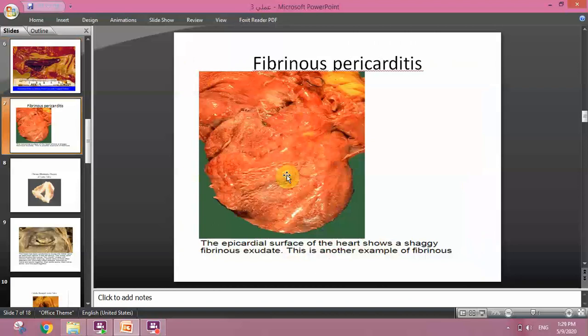A gross picture of fibrinous pericarditis, which is one of the manifestations of acute rheumatic fever. The epicardial surface of the heart shows a shaggy fibrinous exudate. This is an example of fibrinous pericarditis. Normally the epicardial surface is smooth, but here it appears shaggy due to the exudate in fibrinous pericarditis.